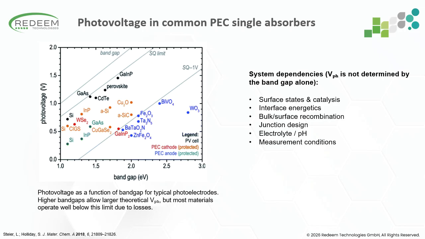So this is why the catalyst, surface passivation, interface energetics, and the design of the junction all have such a strong influence. In particular, buried junctions can help separate the photovoltage generation from the semiconductor-electrolyte interface, and often they achieve much higher voltages than simple direct contact. So when selecting a photoelectrode material, a suitable band gap is only the starting point. The interfaces and the complete device architecture ultimately determine how much of the theoretically available photovoltage can actually be used.